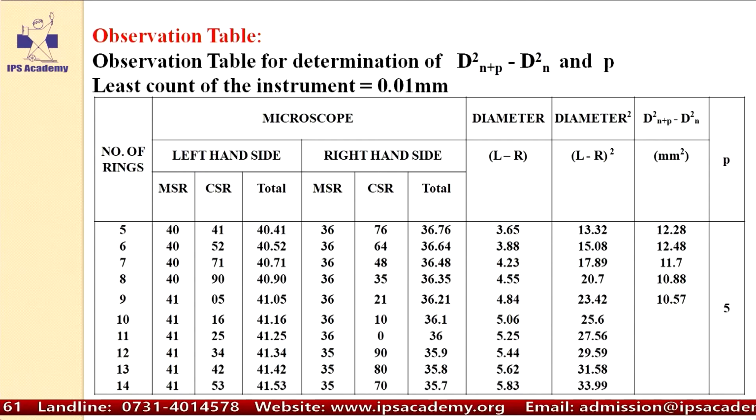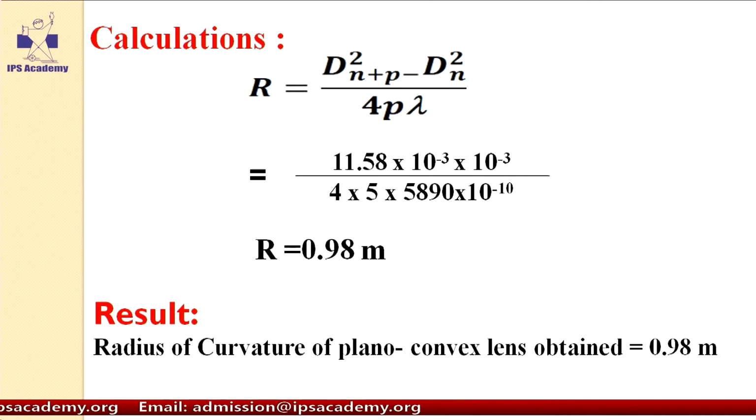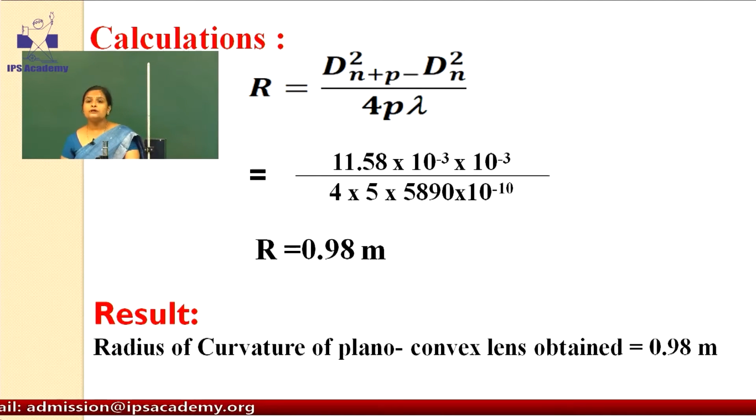Okay, this is the diameter. Now apply the formula, that is d square n plus p minus dn square upon 4p lambda. We will use the formula and will substitute this value in the formula. So see here, R is equal to d square n plus p minus dn square upon 4p lambda, which is equal to 11.58 millimeter square. We will get it from the observation table, and 1 millimeter is 10 raised to power minus 3 meter.